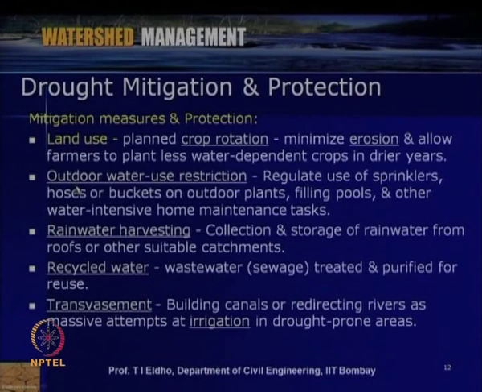Then we can also go for outdoor water use restriction, like regulated use of sprinklers, hoses or buckets on outdoor plants, and filling pools and other water intensive home maintenance tasks. This way we can conserve the water. Then, as we discussed, rainwater harvesting is one of the most important mitigation and protection measures. Rainwater harvesting is collection and storage of rainwater from roofs or other suitable catchments, so that it can be either directly utilized or recharged back to the aquifer systems. Then recycled water, like wastewater or sewage, is treated and purified for reuse, either for domestic purposes, gardening or agriculture purposes.